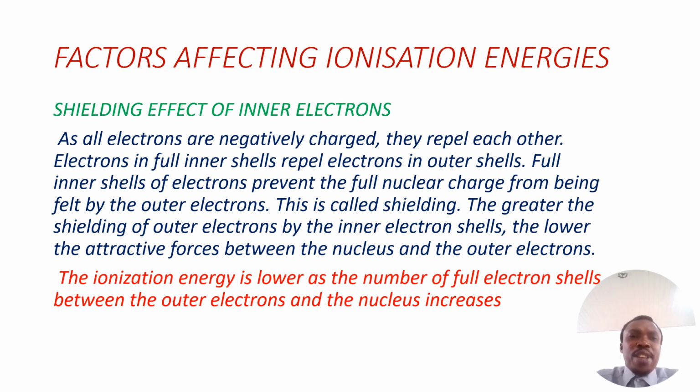So the shielding effect of inner electrons is a major factor that affects ionization energy. The inner electrons shield the outer electrons from the effect of the positive nuclear charge. So the ionization energy is lower as the number of full electron shells between the outer electrons and the nucleus increases. The greater the shielding, the lower the ionization energy. The less the shielding, the higher the ionization energy. It's as simple as A, B, C.